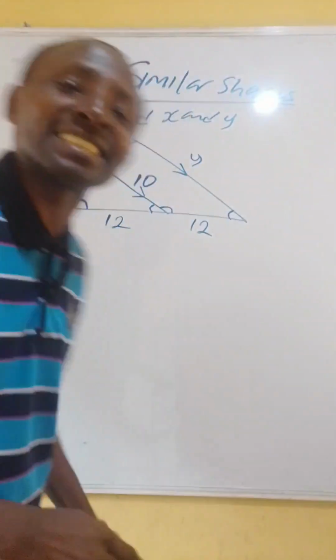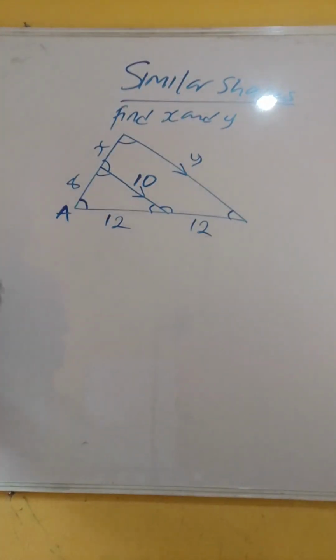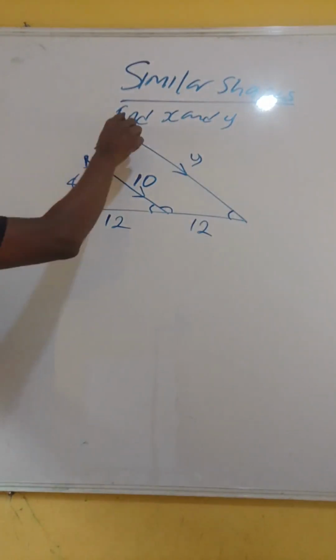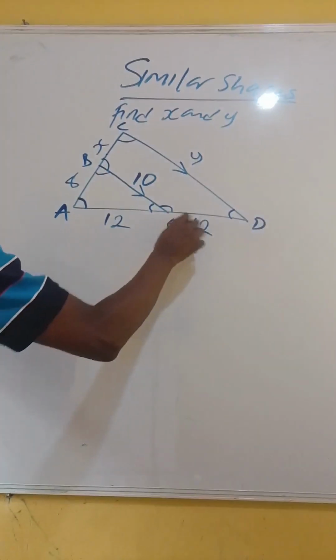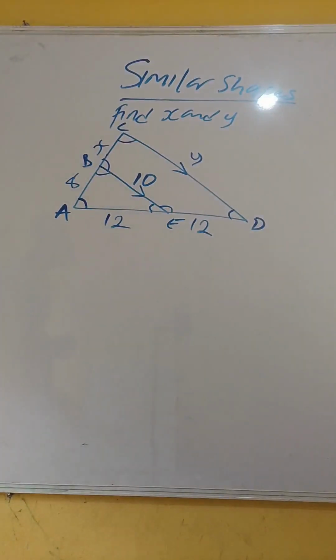Now, label all the vertices. Okay? This is A, that's a point there. This is B, this is C, this is D, and this is E. So after labeling, go and locate angles that are the same, that are equal.